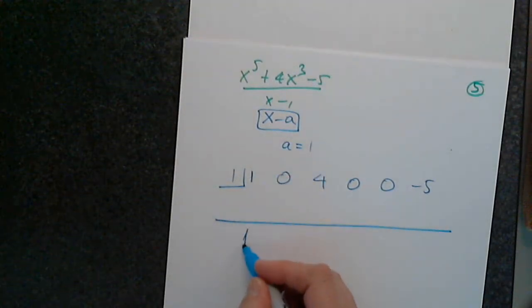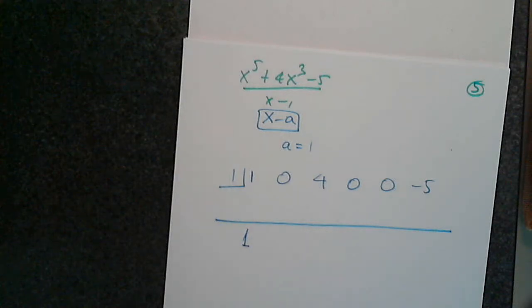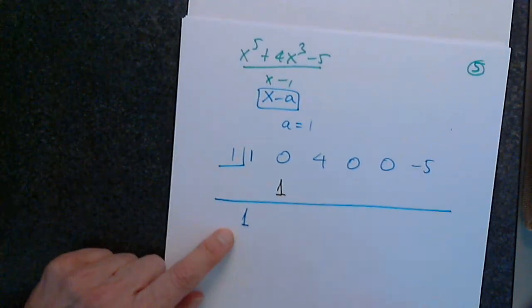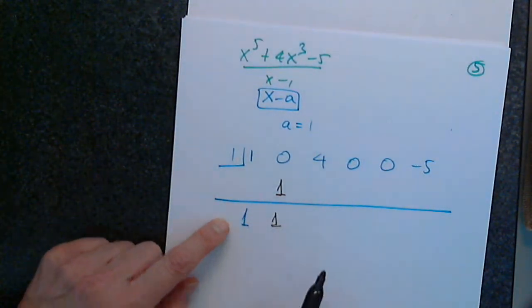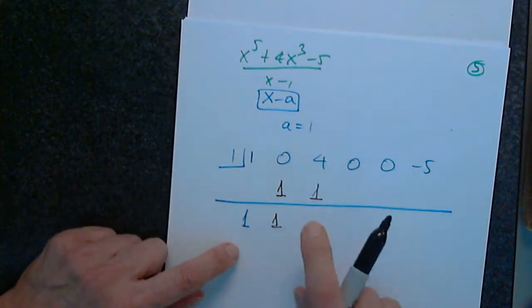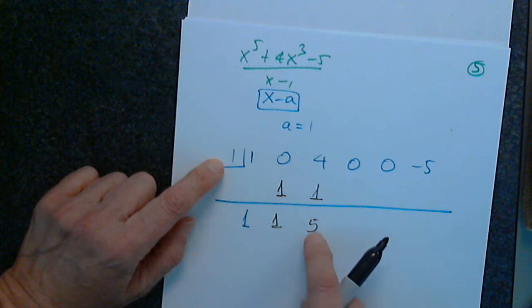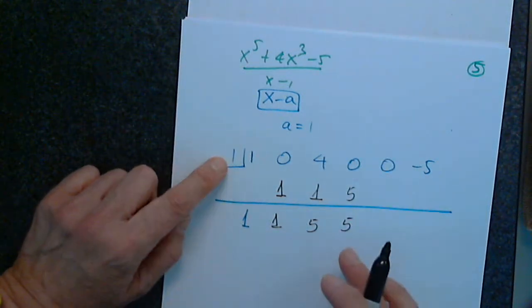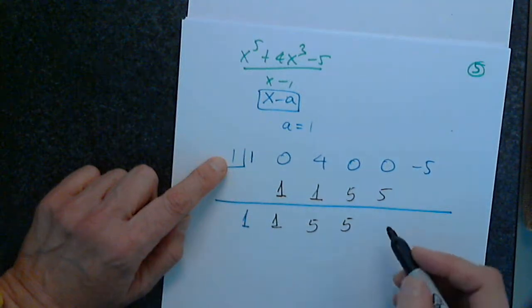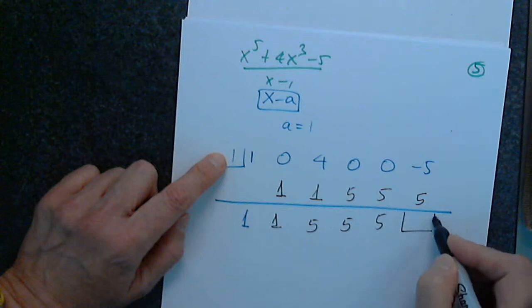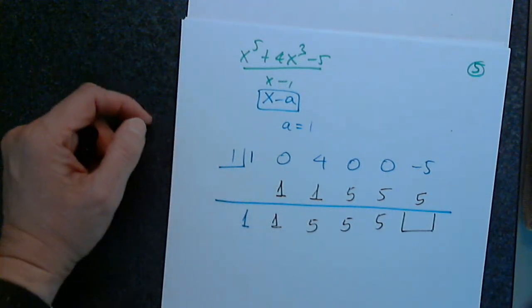We bring down the leading coefficient at all times. We multiply 1 by 1 and we write above the line. We add 1 times 1, we write above the line. 5. 1 times 5, we write above the line. 5. 1 times 5, we write above the line, and we get the remainder, which is 0.